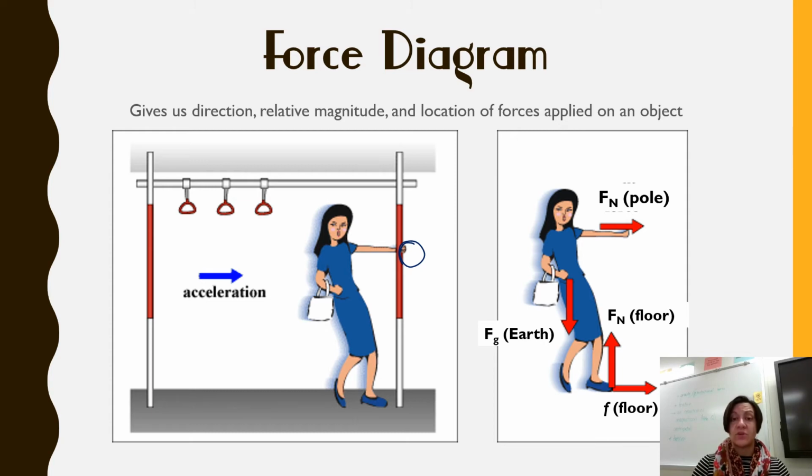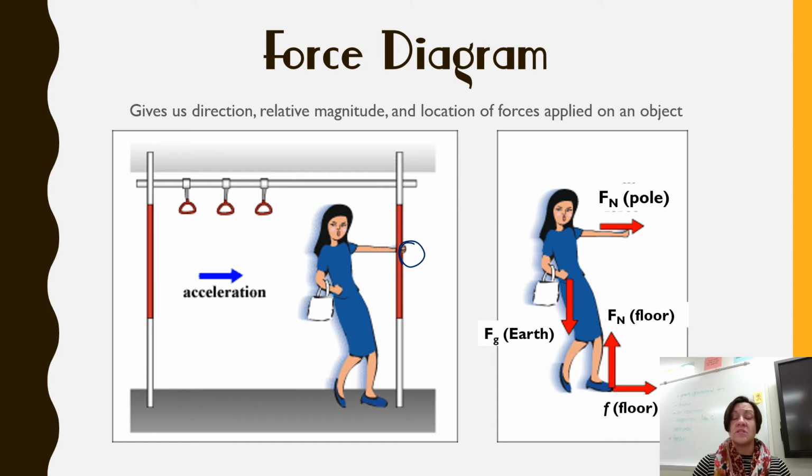Lastly, we also have friction acting here, and that friction is opposite the way that she would slide. If there were a frictionless floor, you feel like her foot would slide backward as that train is accelerating forward, and so the friction force is pointed forward between her foot and the floor, and as we learned, friction is parallel to that surface, so it points to the right, parallel to the floor.